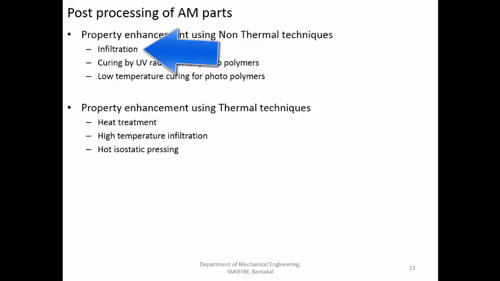So what you are doing is you are going to fill up the pores with a secondary material. That material will be melted in a tank. Whatever workpiece you have, you take it and immerse it into the tank containing the liquid or molten metal. You allow it for some time. Because of the capillary action, the pores are going to be filled up with the secondary material and its strength is going to increase. So that is the infiltration.